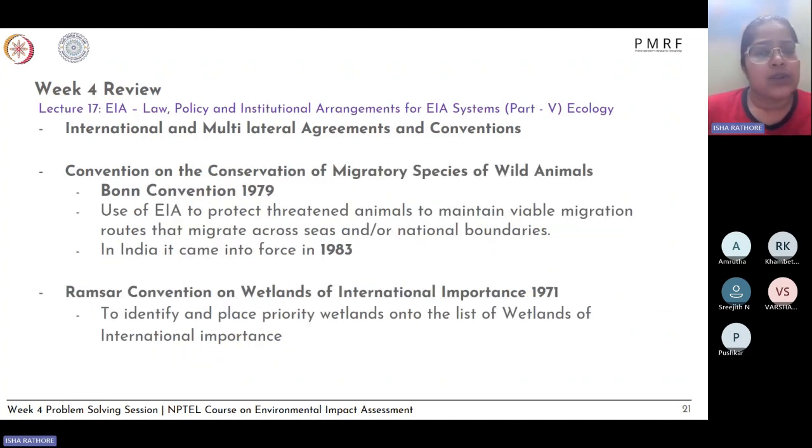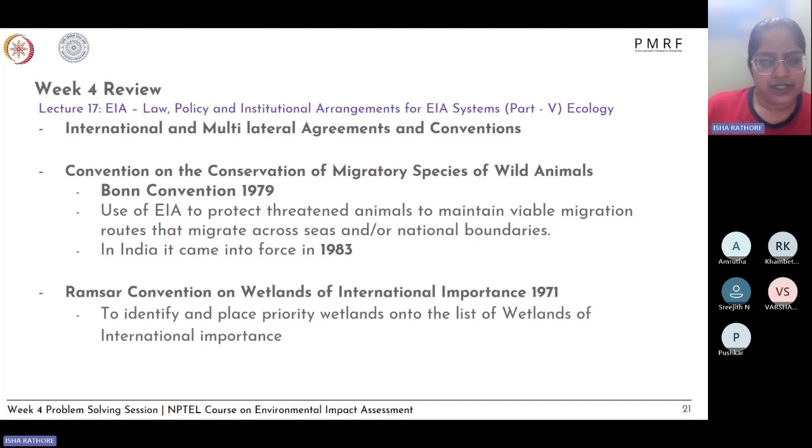Then we also had the Convention on the Conservation of Migratory Species of Wild Animals. This was the Bonn Convention of 1979, and it called for the use of EIA to protect threatened animals and to maintain viable migration routes that cross the sea or national boundaries. So basically, to protect the migration routes of migratory birds or migratory species. In India, they adopted this convention in the year 1983.